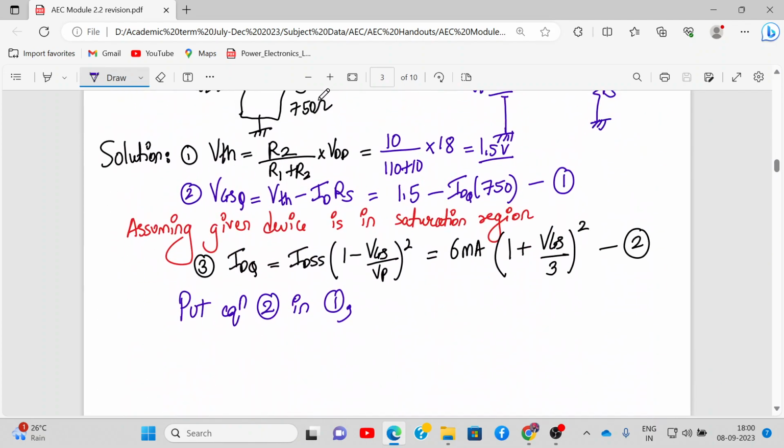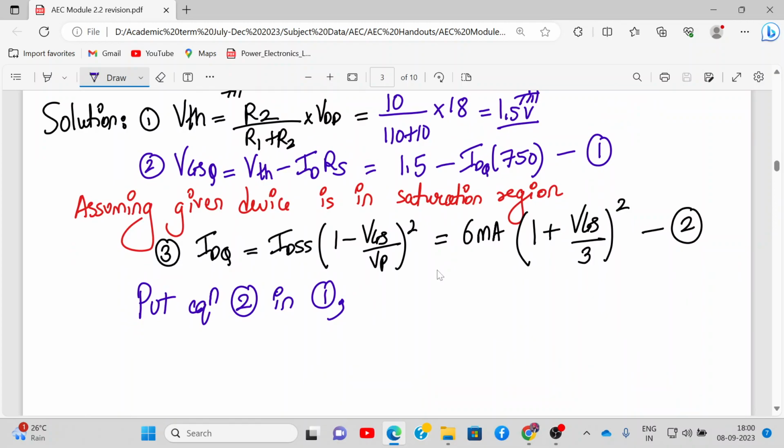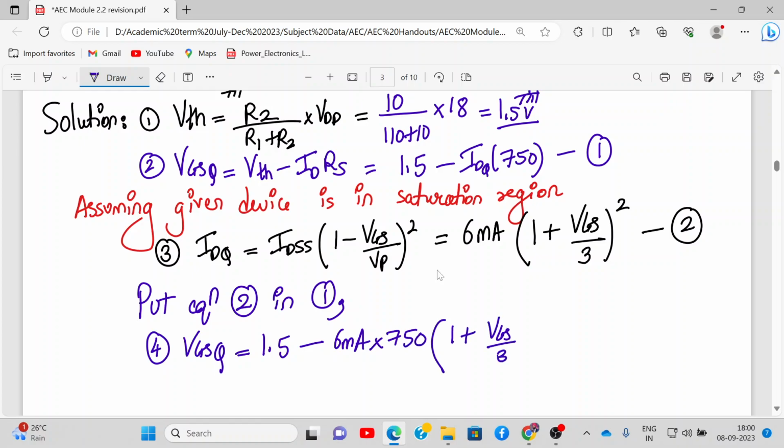Is it clear now again for you all? Okay. Yes, sir. Now, the fourth one is putting 2 in 1. So we'll write down two equations. VGSQ is equal to 1.5 minus IDQ. What is IDQ? 6 milliampere into 750 into 1 plus VGS upon 3 the whole square.